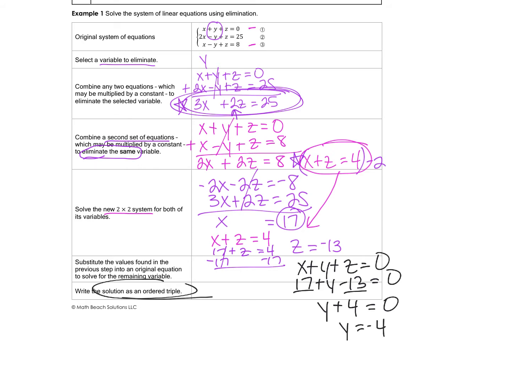Make sure you're writing your solution as an ordered triple. So x comes first, 17. Your y is -4. Your z is -13. To check it, do it the same way. Plug into all 3 equations. Make sure it's true for all 3. So this is solving a 3x3 systems of equations using elimination. Let's take a look at the back.